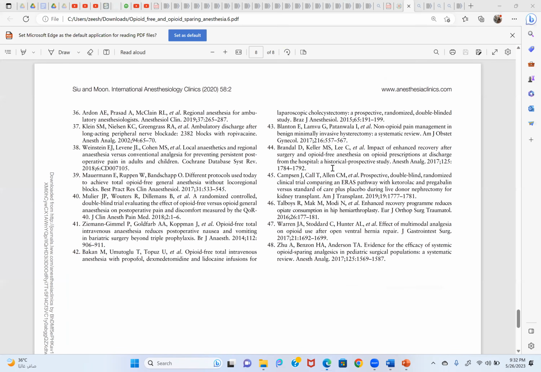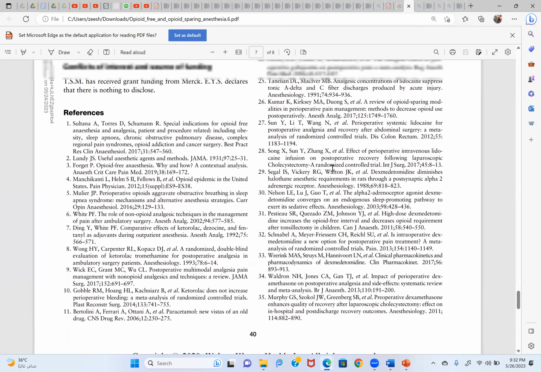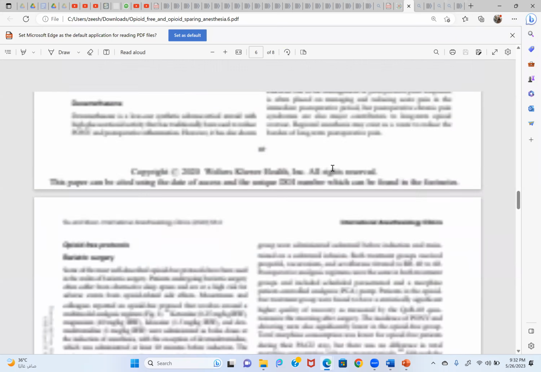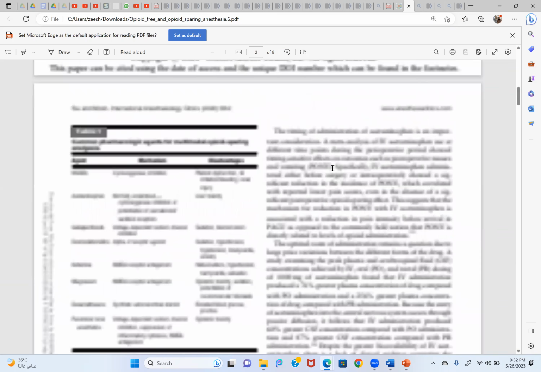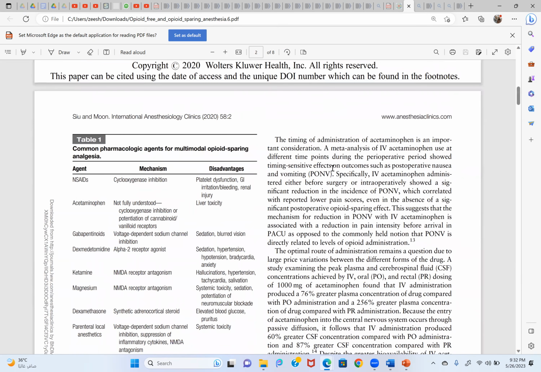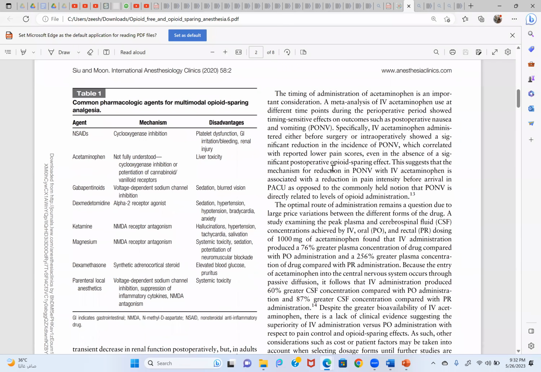I just opened this. I was just reading from this article, because tomorrow and the day after tomorrow we will be discussing some of the medications as an alternative. So today I was just trying to give you a concept: what are the basic concepts of why to use opioid-free anesthesia or opioid-sparing anesthesia.